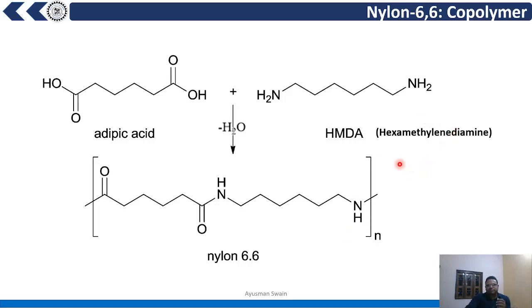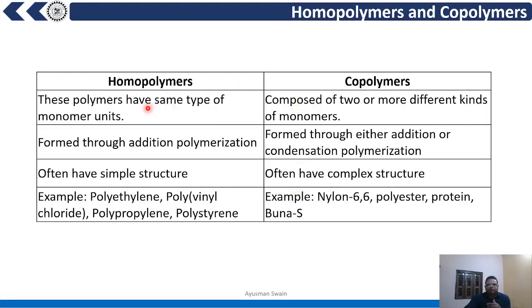For a condensation polymer, you can see adipic acid plus hexamethylene diamine gives nylon 6,6. This reaction is very important. Homopolymers have the same type of monomer units. You write one point for the homopolymer, then the corresponding point for the copolymer: composed of two or more different kinds of monomers. Homopolymers are formed through addition polymerization, whereas copolymers are formed through either addition or condensation. Homopolymers often have simple structure, but copolymers often have complex structure.